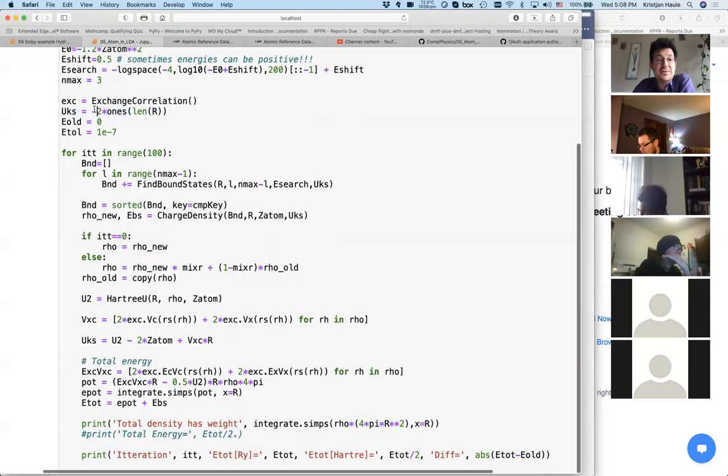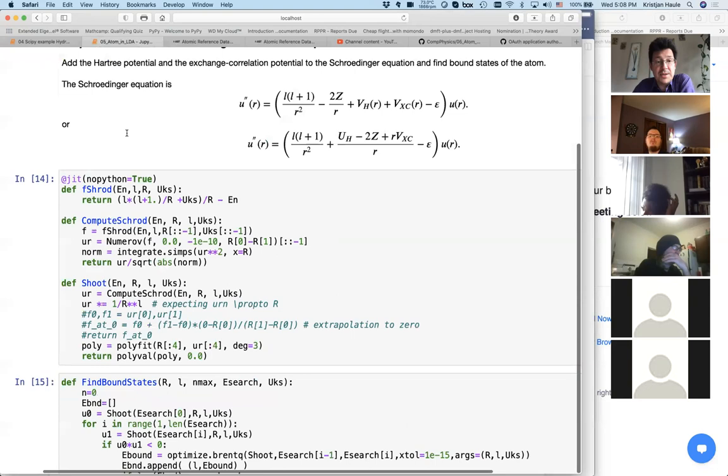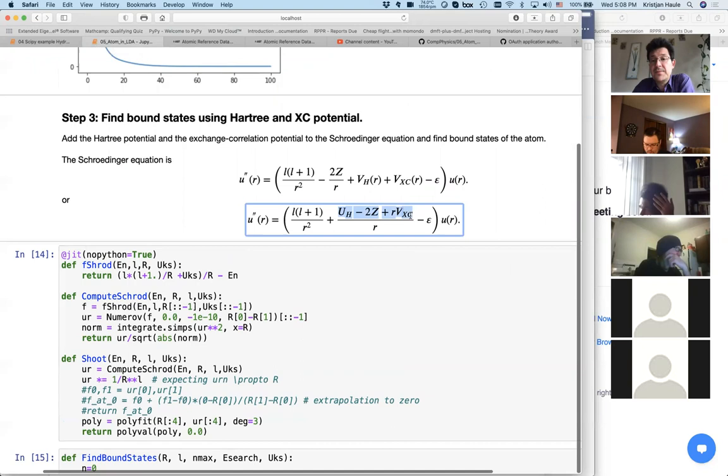So this is exactly equivalent to starting with the hydrogen atom. Why? Because this U Kohn-Sham is the quantity that enters into the Schrödinger equation, which is written here. You see, this quantity here is U Kohn-Sham. So when this quantity is set to -2, that's exactly the same as setting Hartree and exchange correlation to 0 and setting Z to 1. Okay, so basically starting with hydrogen atom.